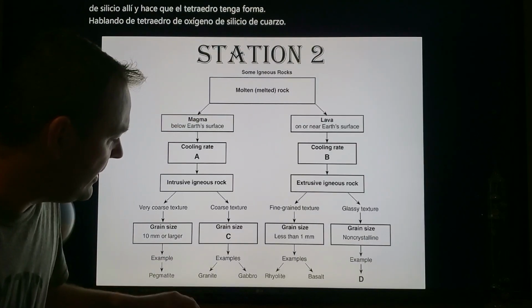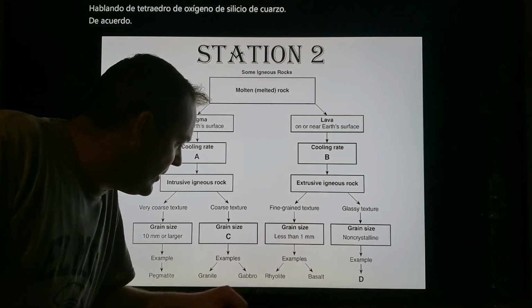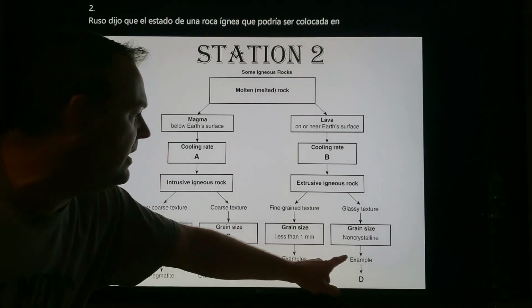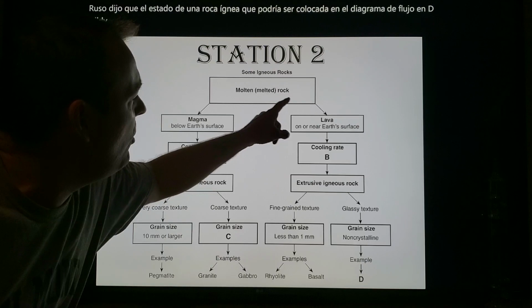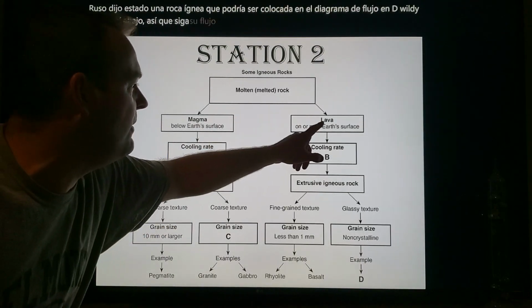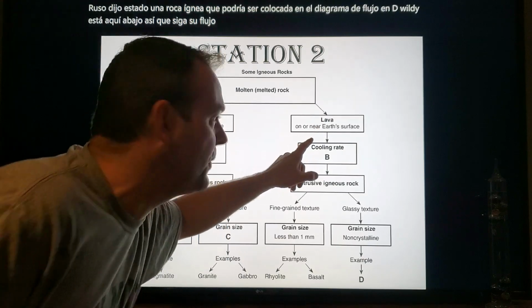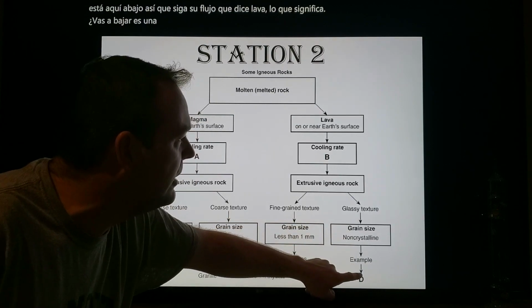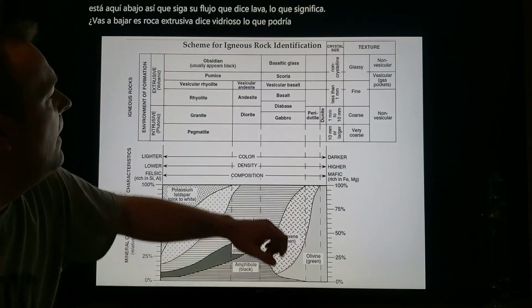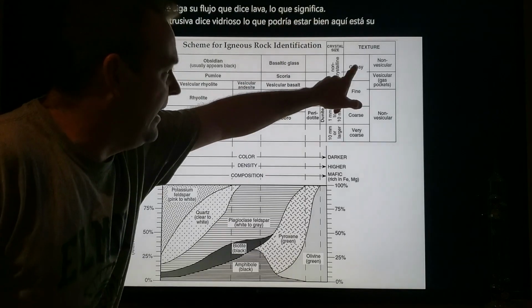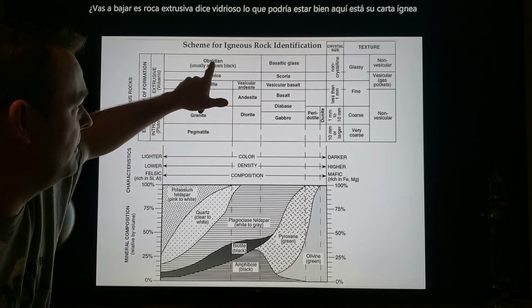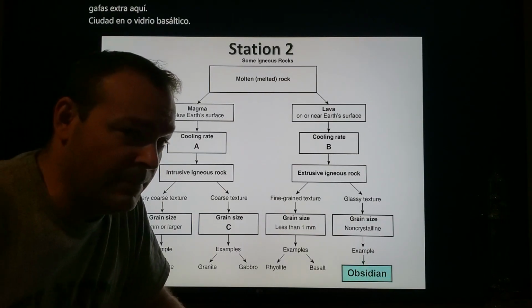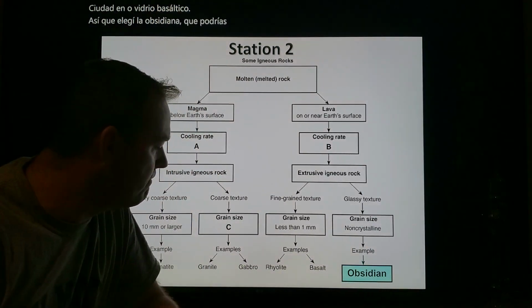Okay. Then we get to station 2. The first question said, state one igneous rock that could be placed in the flow chart at D. Well, D is down here. So follow your flow. It says lava, right? Not magma. So lava, which means it must have cooled quickly. It exited the earth. You go down, it's an extrusive rock. It says glassy. What could it be? Well, here's your igneous chart. Extrusives are up top. Glassy is here, right? So it could have been either obsidian or basaltic glass. So I chose obsidian. You could have put basaltic glass as well.